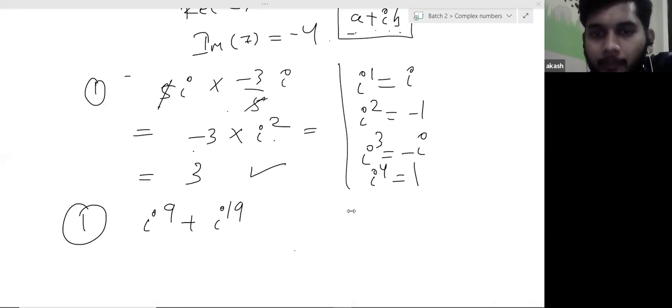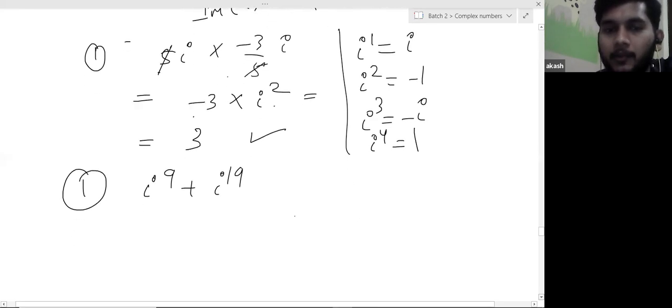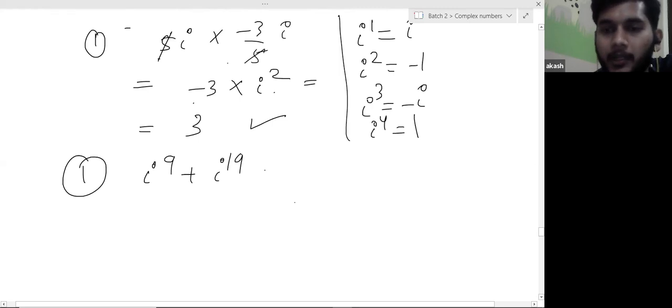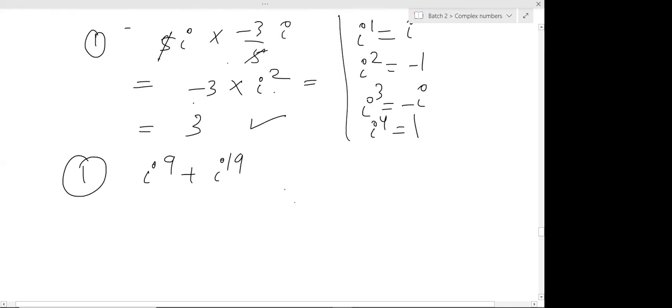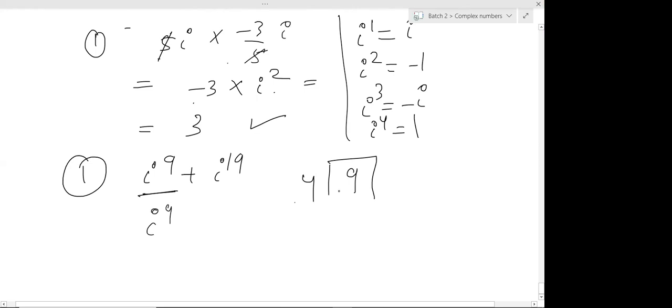Okay, let's see. Akash, look at this question very carefully. This is called integral powers of I. How to solve this kind of question? See, first solve this. I raised to the power 9. How to solve this? First divide this number by 4. Any number, just divide by 4. This is 4 times 2, 8.